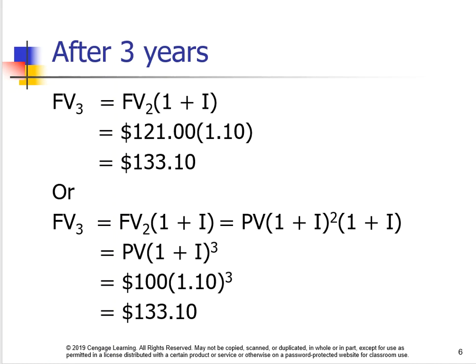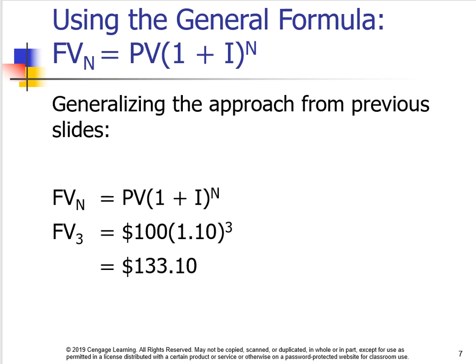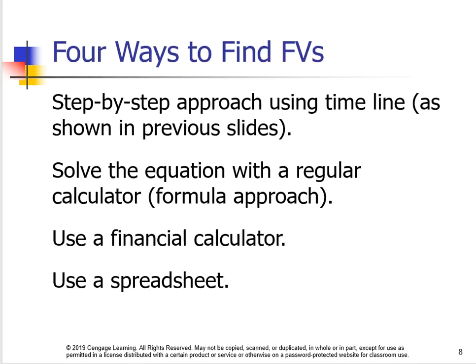Okay, so obviously you're not going to do that 1 year at a time because that's much too laborious. So we can generalize it and say that the future value at any time n is equal to the present value times 1 plus I to the nth. So in this case, the future value at time 3 is equal to 100 times 1.1 to the third is 133.10. So that's the algebraic way of solving it, and for simple problems like this, really this is the way I do it. It's easier than using even a financial calculator.